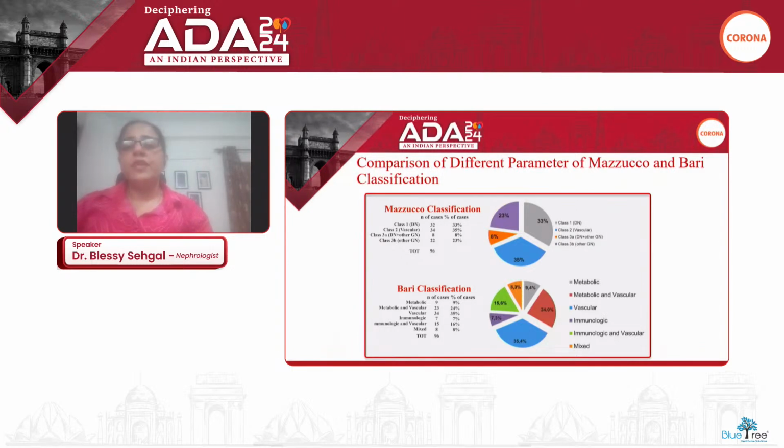Going on to the Berry classification, similar data is seen: about 35% of patients with diabetic CKD had a reason for the CKD that was non-diabetic. Next slide.